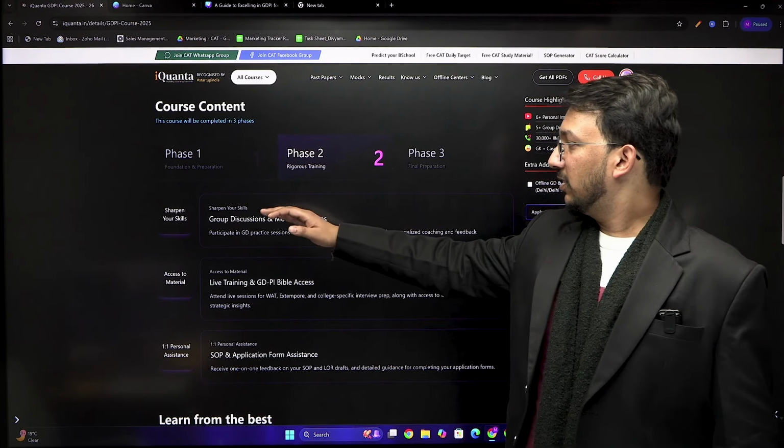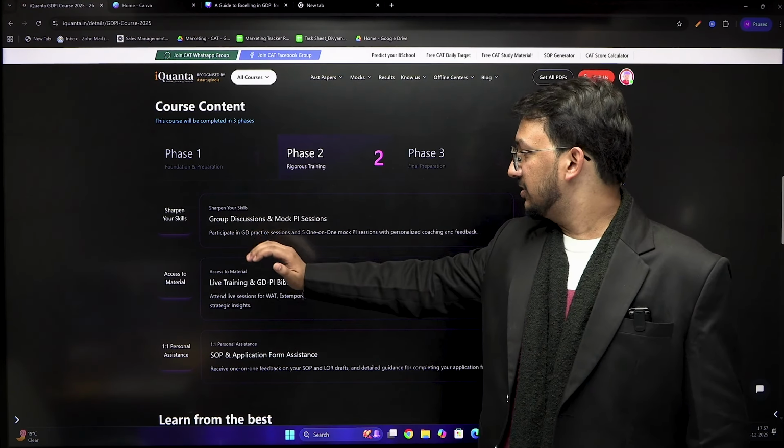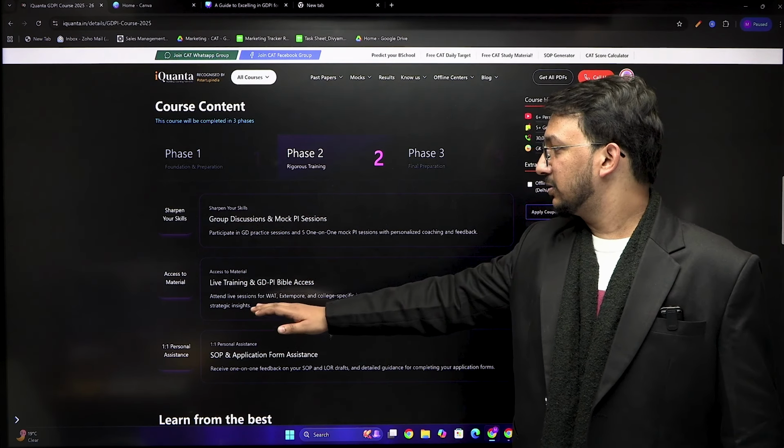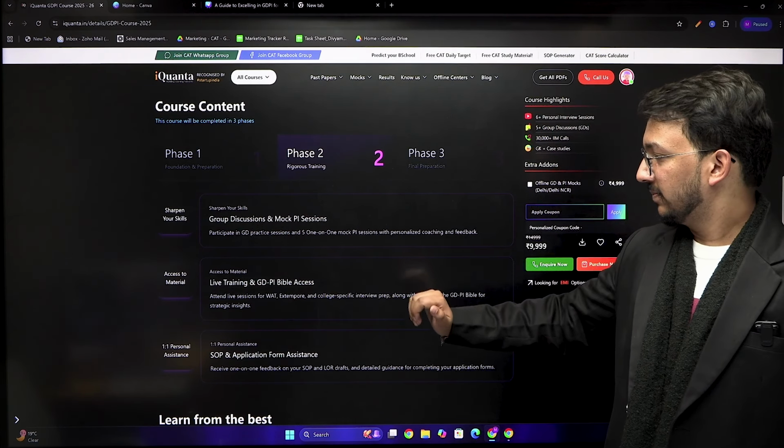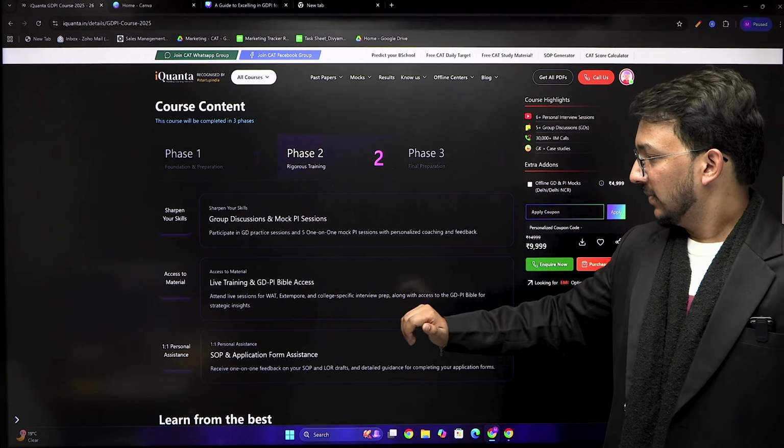In the next phase, we will be focusing upon the rigorous trainings. So there would be mock PI sessions, there would be mock GD sessions as well, and you will be having access to live training and GDPI Bibles. Then you will be having the one-on-one personal assistance for SOP and application process filling.